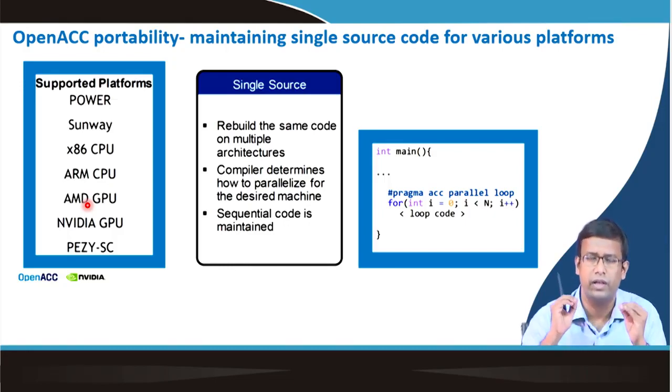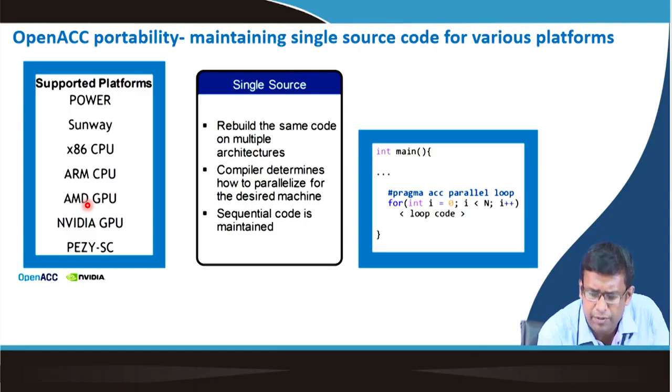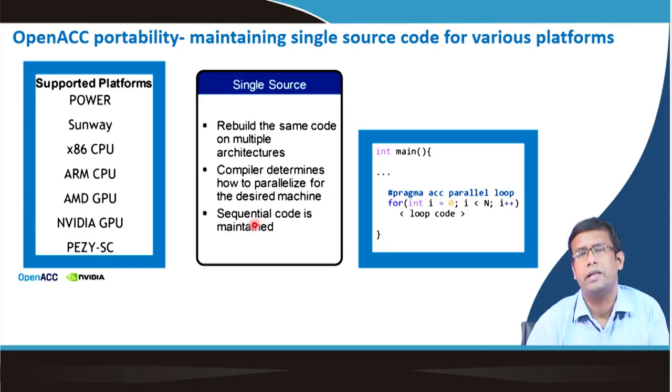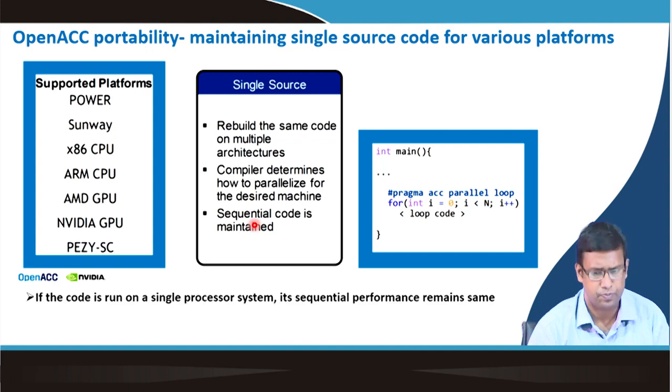So this will be left on the compiler. It itself will do that part of that optimization. And if you run on a single processor, the sequential code will be maintained. It will give you the sequential result. So that's why it's portable. It's a portable program also.